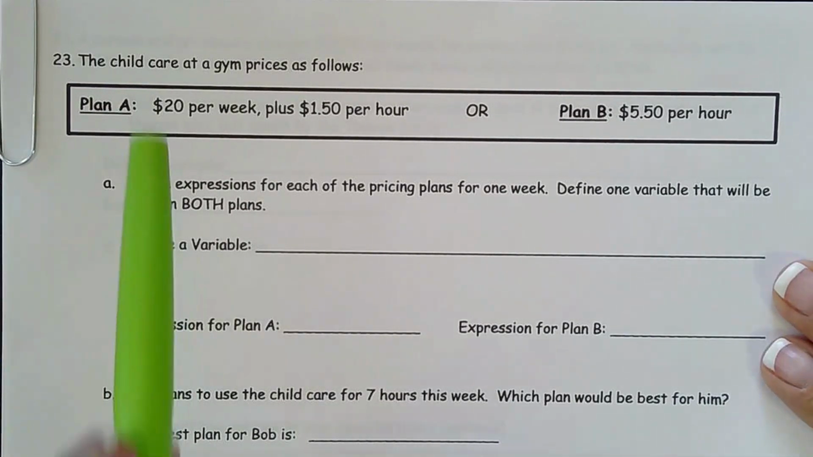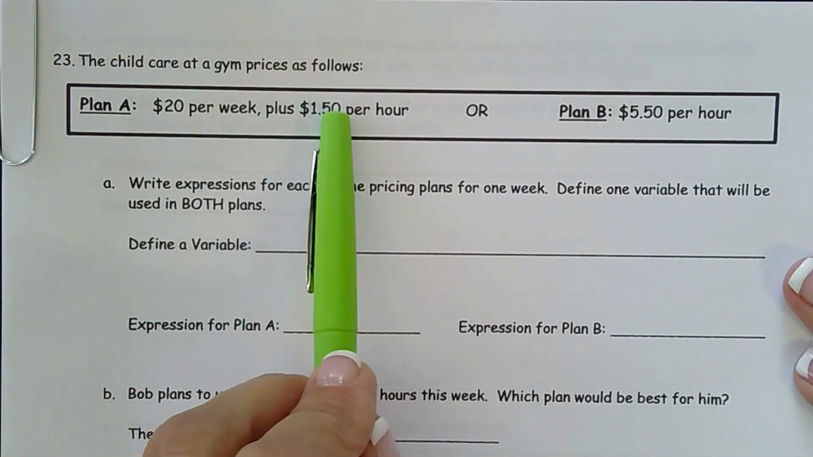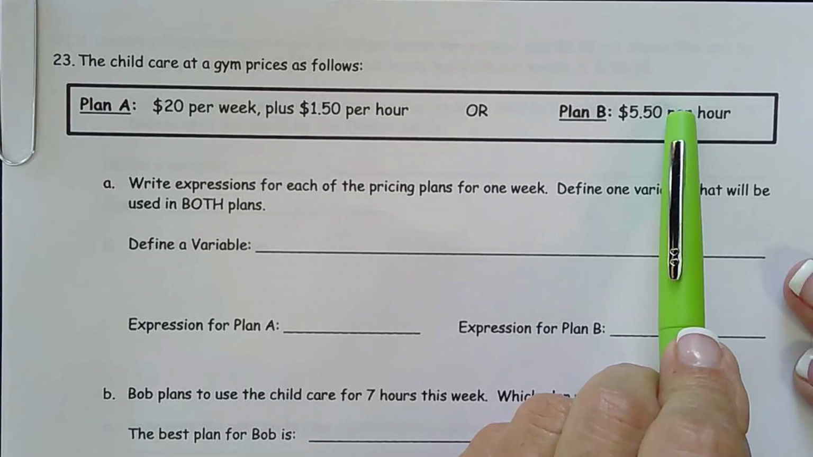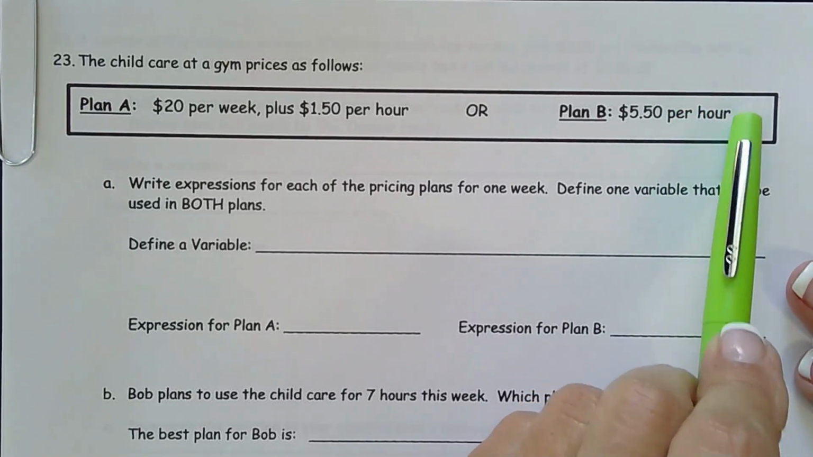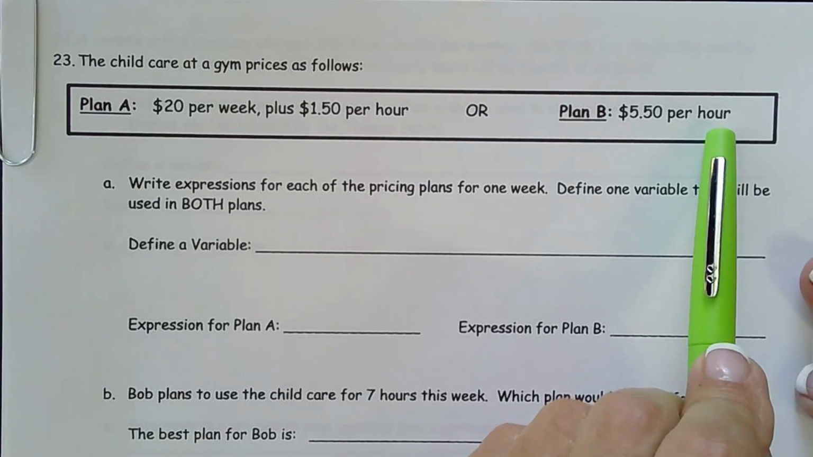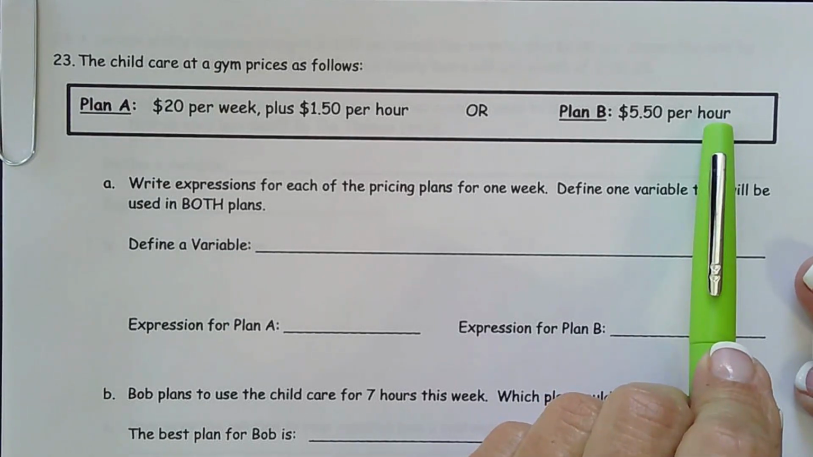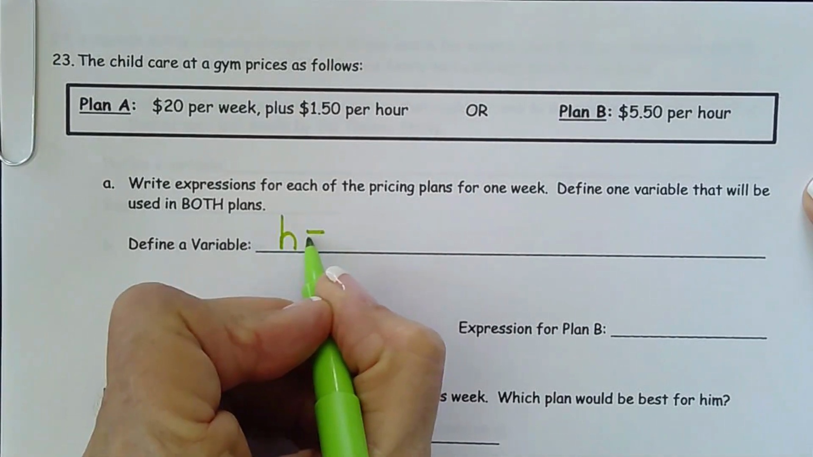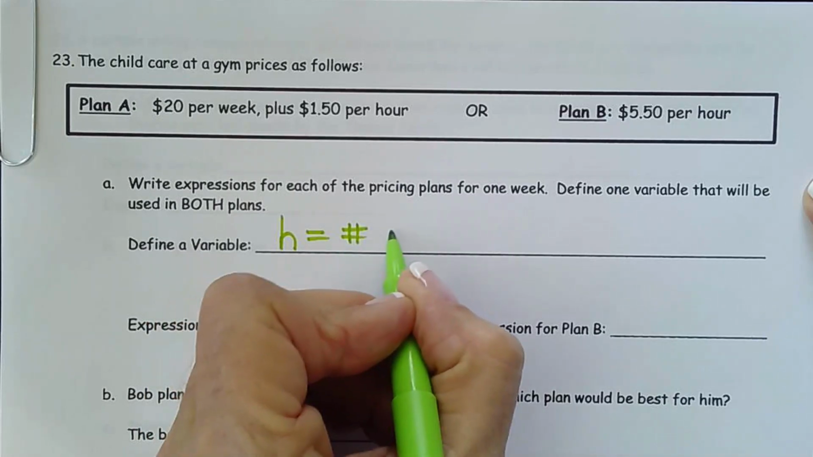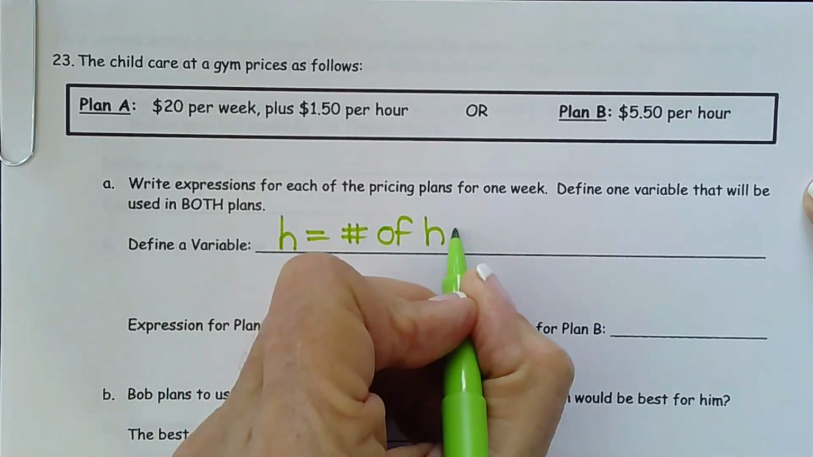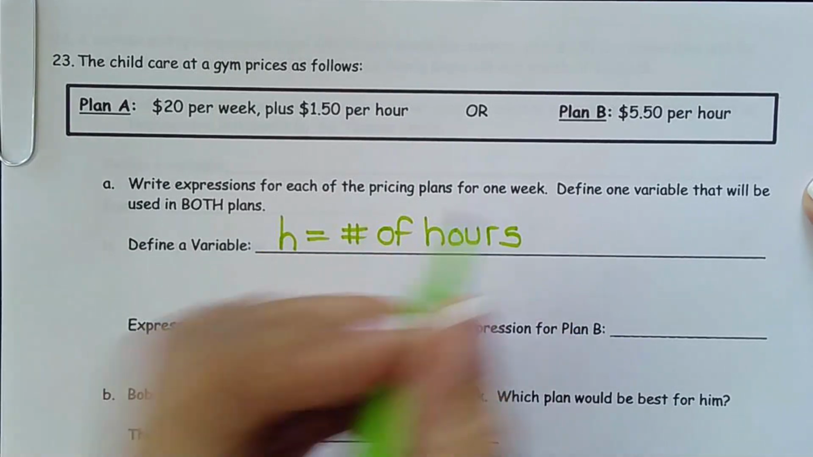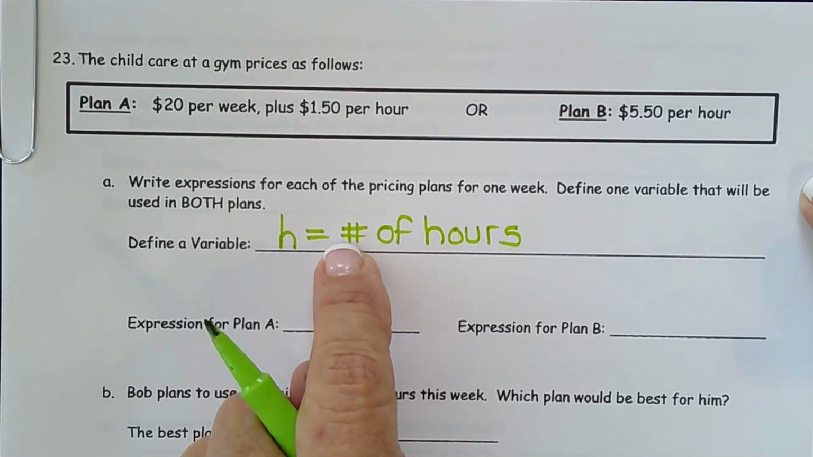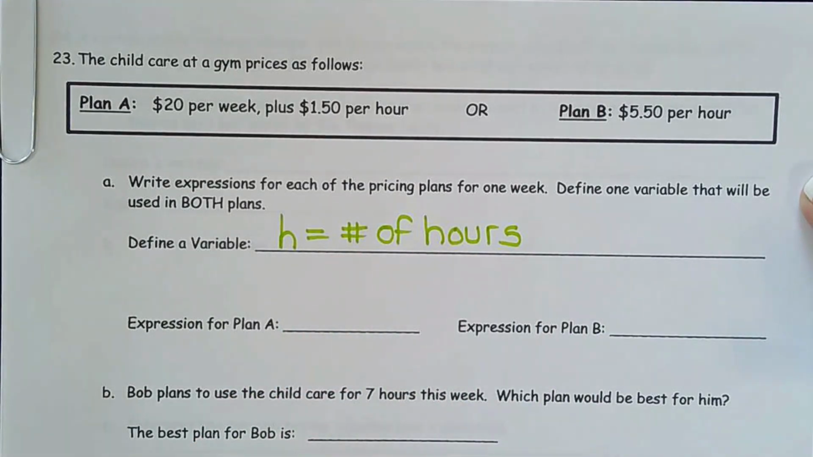Okay, so I can see on this one, $20 per week plus $1.50 per hour, $5.50 per hour. So I can see our variable is going to be hours, or our quantity that we need to represent is hours. So H would be the best one. So H equals the number of hours. And we have the three parts there. H is the variable. It stands for number, and the units is hours.